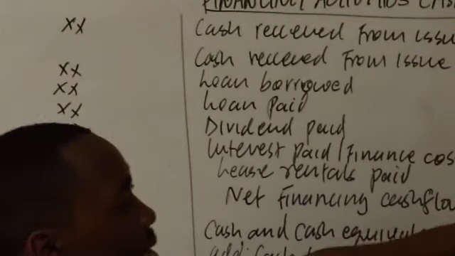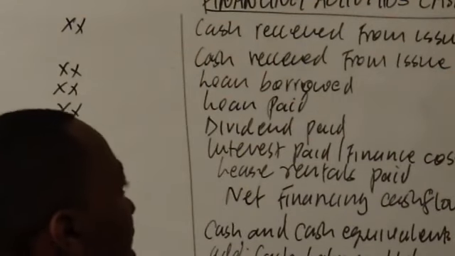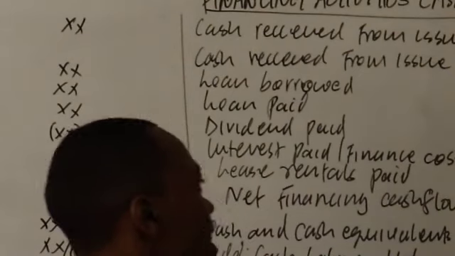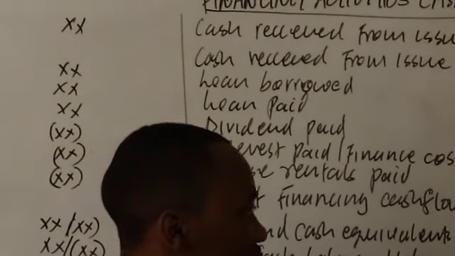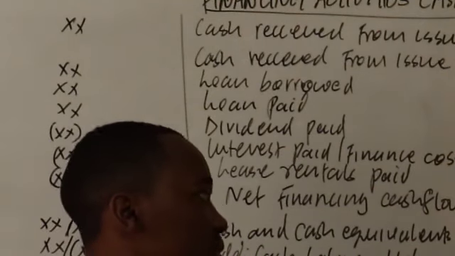Then we have dividend paid. Remember, you can pay dividend, number one, to the ordinary shareholders or to the non-controlling interest. Then we have the interest paid or the finance cost, you deduct it. And then lease rental paid, you deduct it. And then you can get your net financing cash flows.